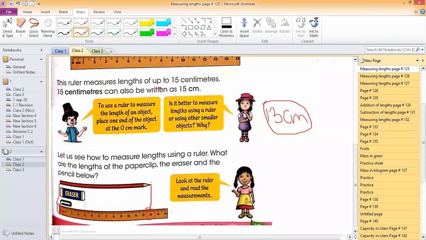How will you measure the length, guys? Again, I tell you. First, you place one end at 0, and then you check up to which number the other end reaches. This is the second end, the other end of the pencil, and the number there is 13. So you will say, sir, this pencil is 13 centimeter long. Is it clear, guys? Yes.